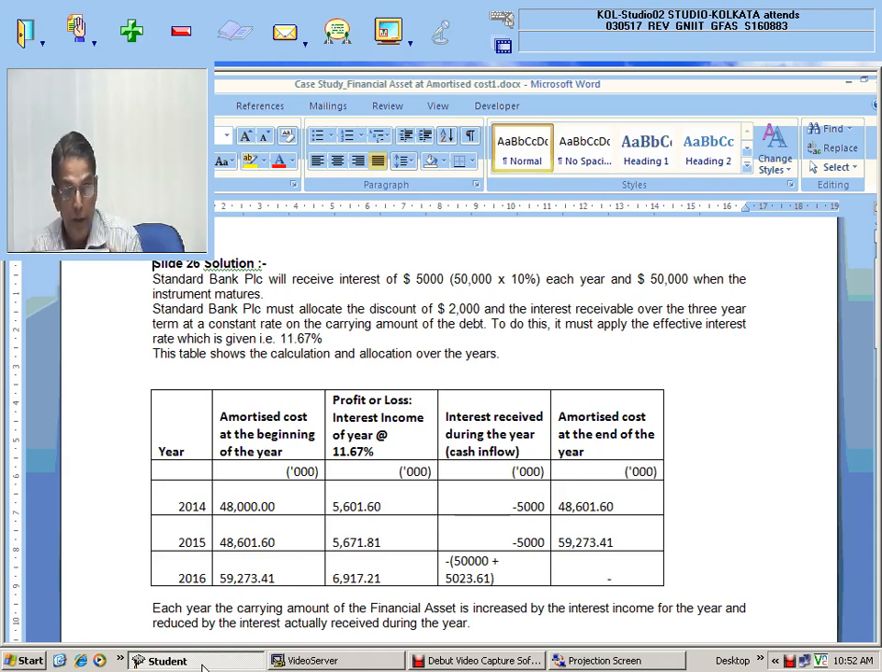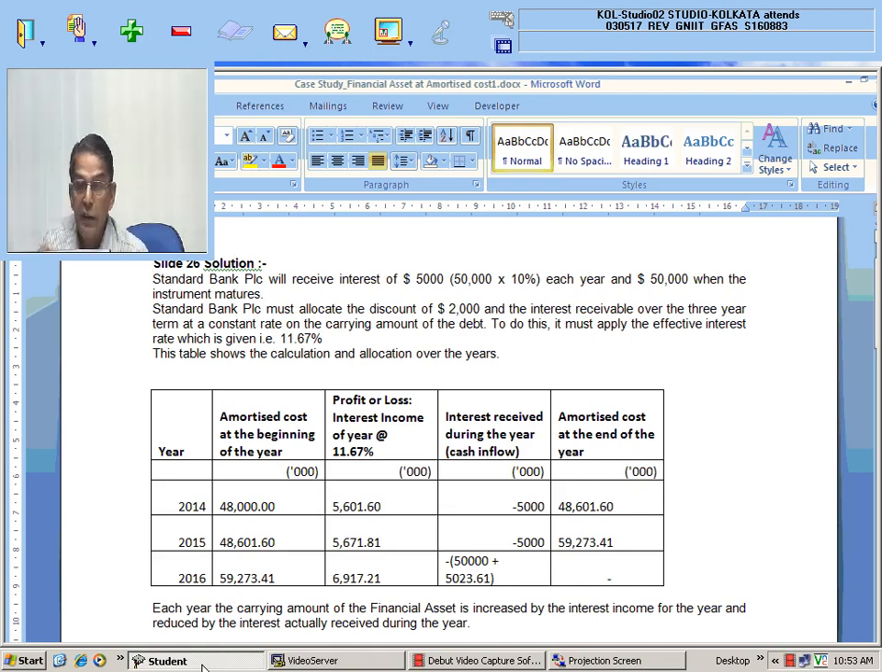So the amortized cost during year 3, after you include 5,750.21 added to 49,273.41, becomes 55,000 almost. And the cash flow, this 50,000 received on maturity plus 5,000 interest received during year 3, makes up that the loan gets fully amortized. That is how the amortized cost is calculated from year to year.